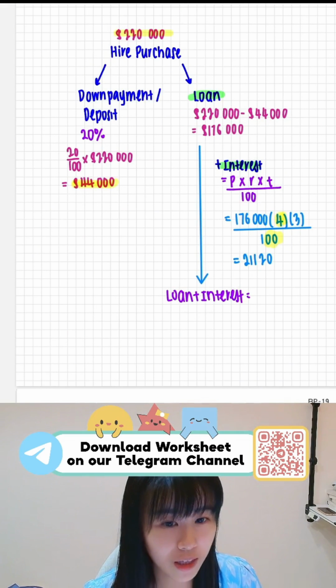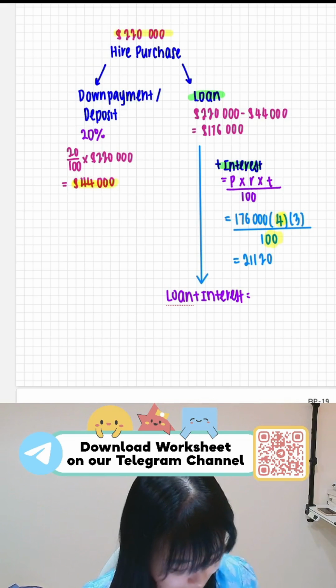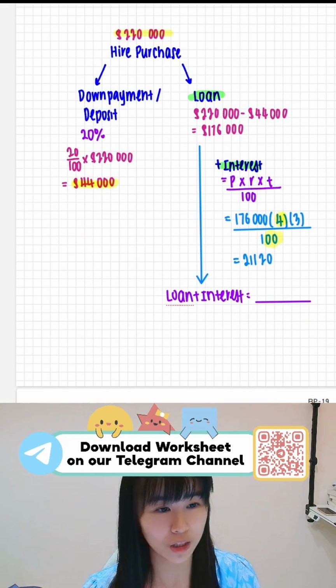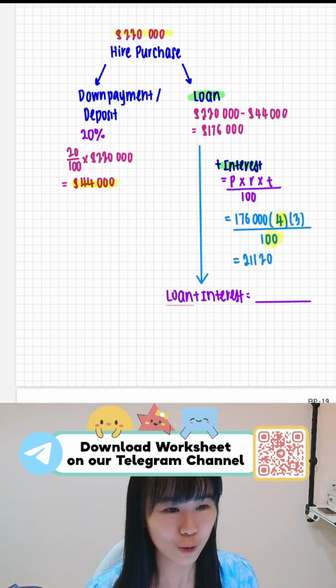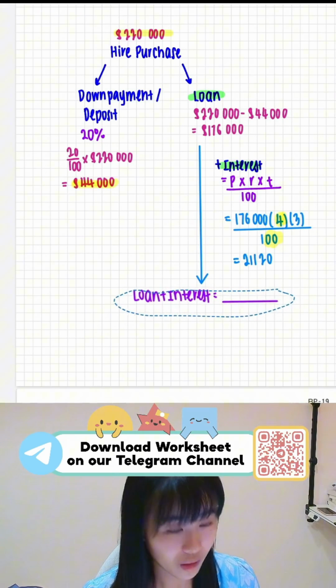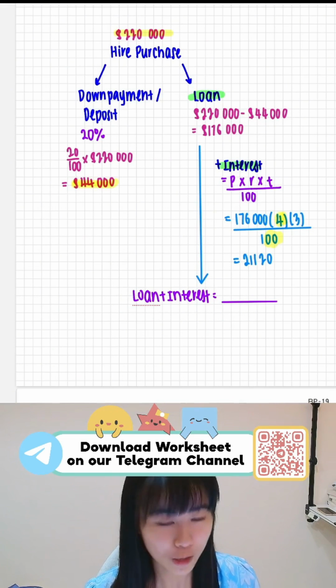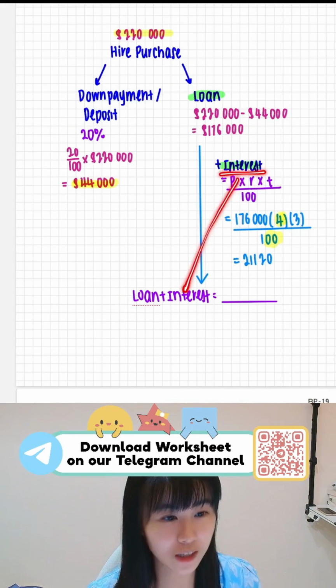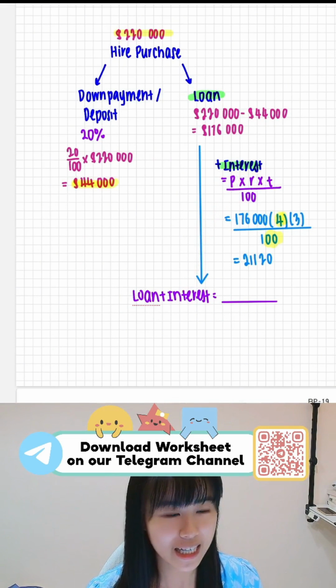Anybody know? Come, impress me a bit. What is the name here for loan plus interest? Amount? No. It's a name that always appears in your exam paper. You must know. Simple interest? No. Interest is here already. This is simple interest. Is this tested? Yes. Sec 1 already tested.